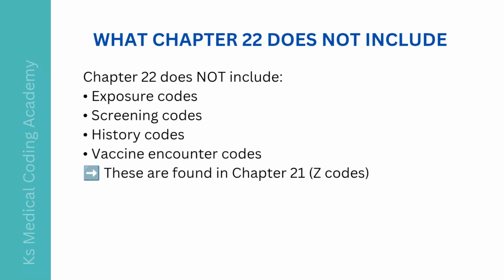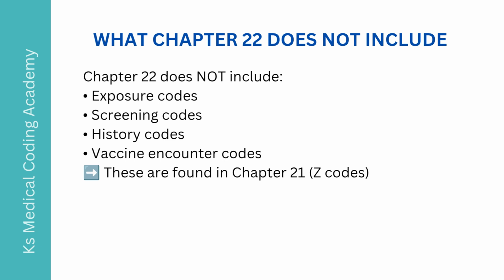What Chapter 22 does not include. Chapter 22 does not include exposure codes, screening codes, history codes, or vaccine encounter codes. These are reported using Chapter 21 Z codes.